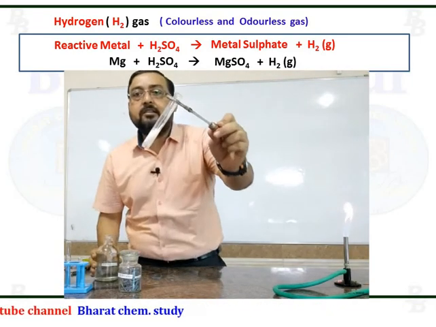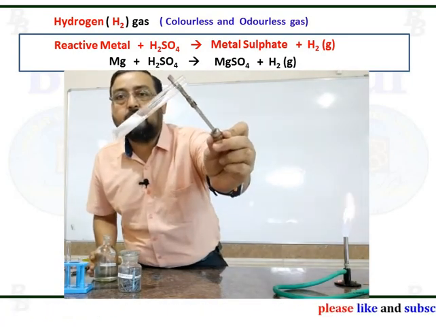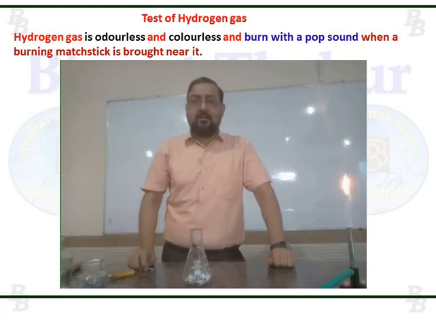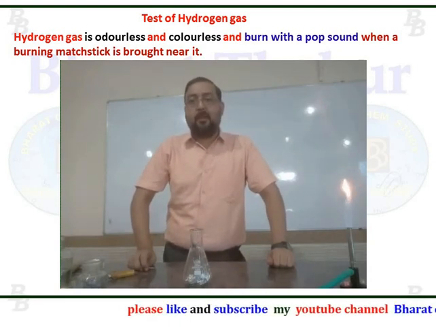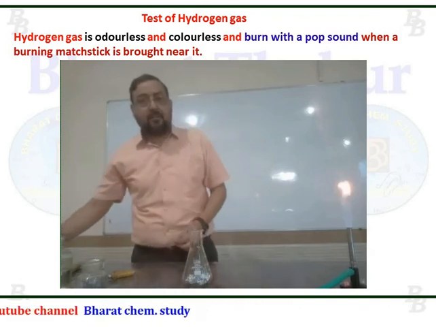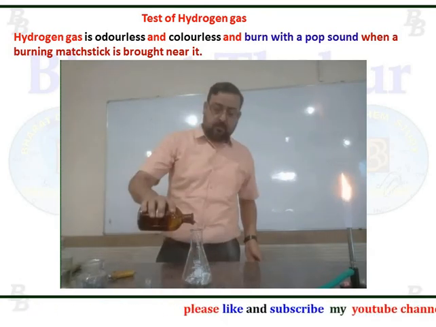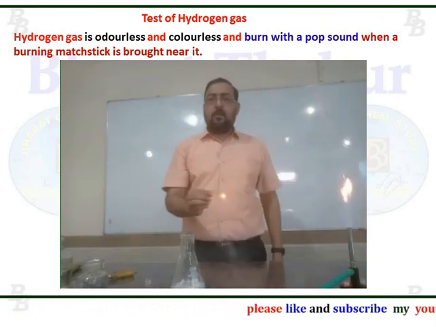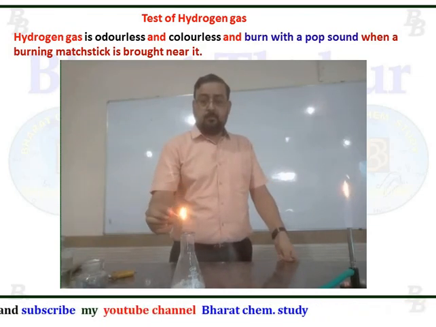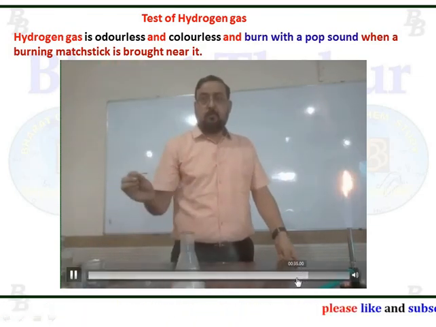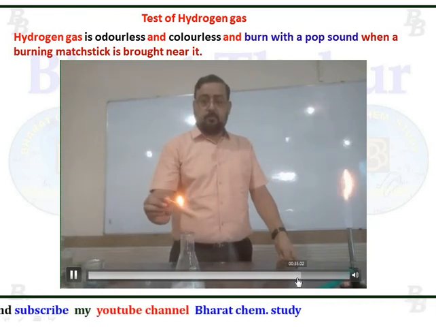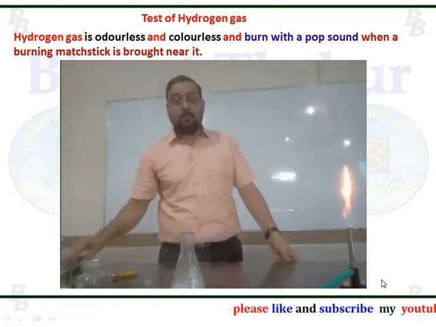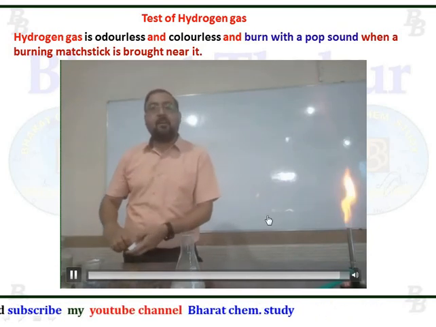So you can clearly see the effervescence of formation of hydrogen gas. The test for hydrogen gas is that when we bring a burning matchstick near it, it burns with a pop sound and a blue flame. So let's see how it burns and listen to the sound. We prepared the hydrogen gas here. I am taking the burning matchstick near it. Very carefully listen to the sound. So this is the sound produced when we burn hydrogen gas. It burns with a pop sound.